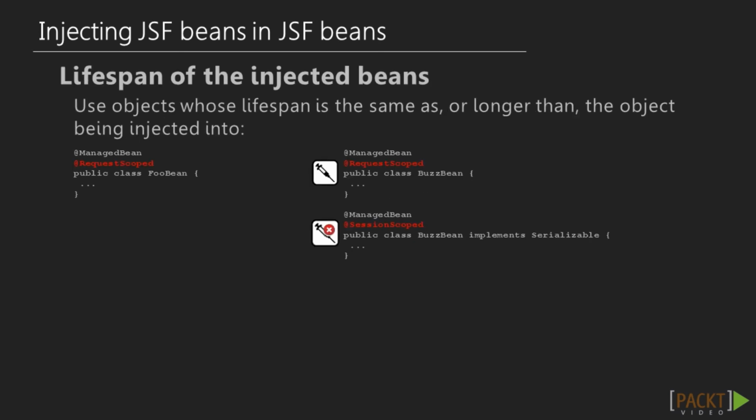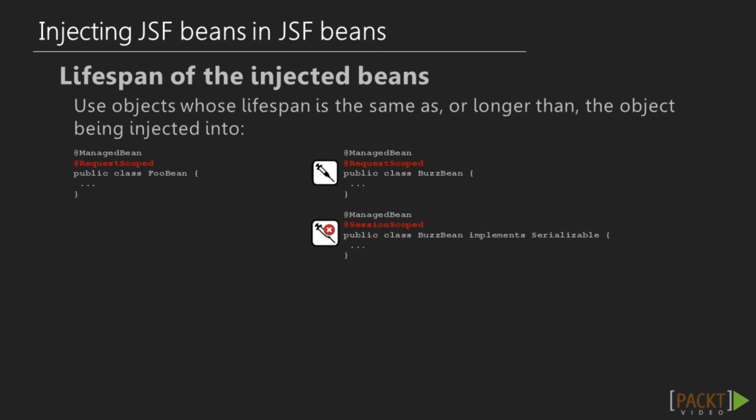As we said in the introduction, a general rule in JSF instructs us to not attempt to use objects that have shorter lifespan than the objects we are calling it from. In other words, we have to use objects whose lifespan is the same as or longer than the object being injected into. Breaking this rule will end up in a JSF exception.